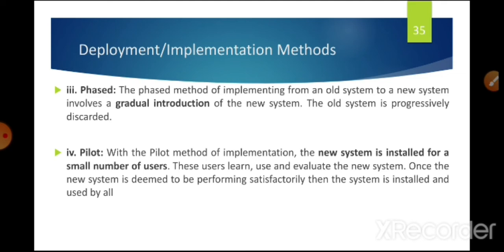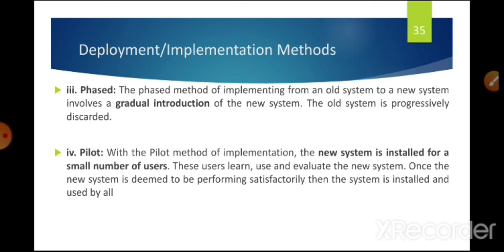With the pilot method of implementation, the new system is installed for a small number of users. These users learn, use and evaluate the new system. Once the new system is deemed to be performing satisfactorily, then the system is installed and used by all members.